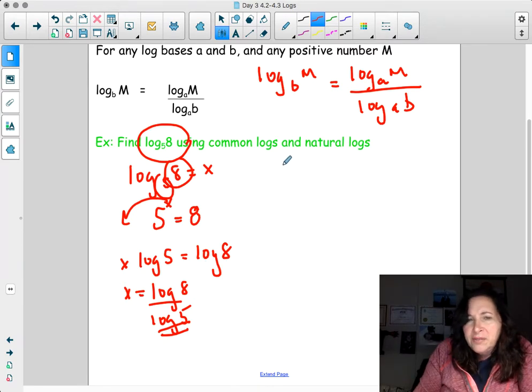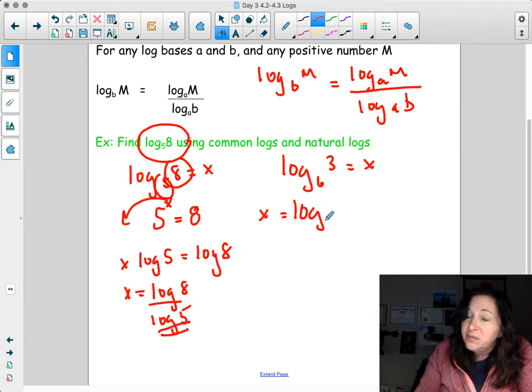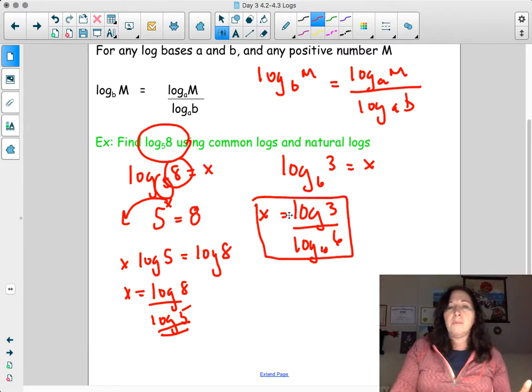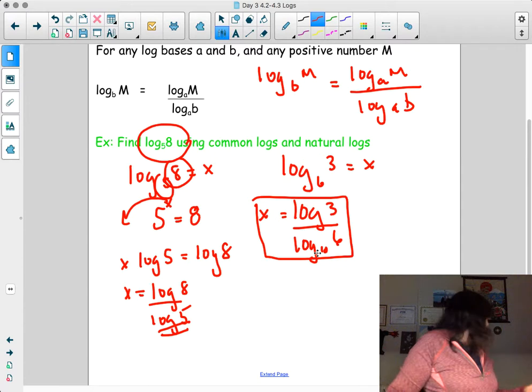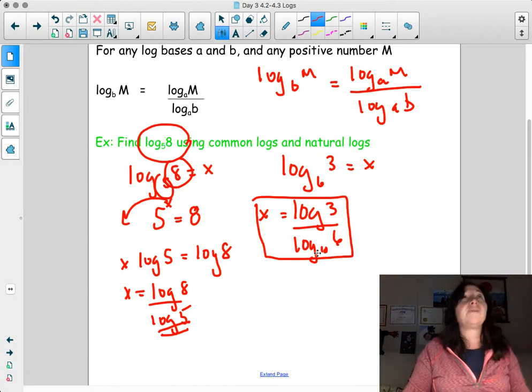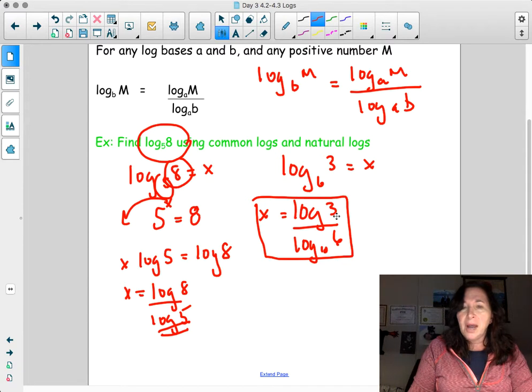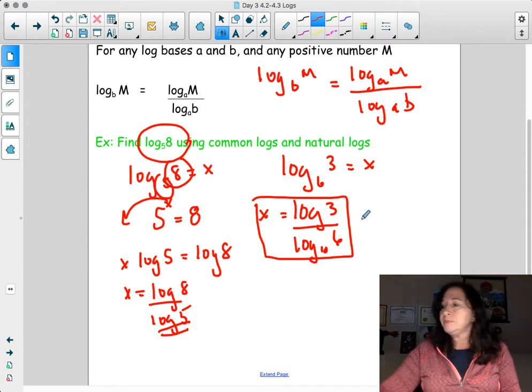So for example, if I said log base 6 of 3 is equal to x, how would I rewrite that as a change of base formula? So you actually can just write that x equals log base 10 of 3 over log base 10, or not, you don't have to write base 10, but there's the 10 there, of 6. And so you could just rewrite that. Now, most of the time they're going to ask you to solve that. And so for solving that, you would divide whatever log base 3 is.